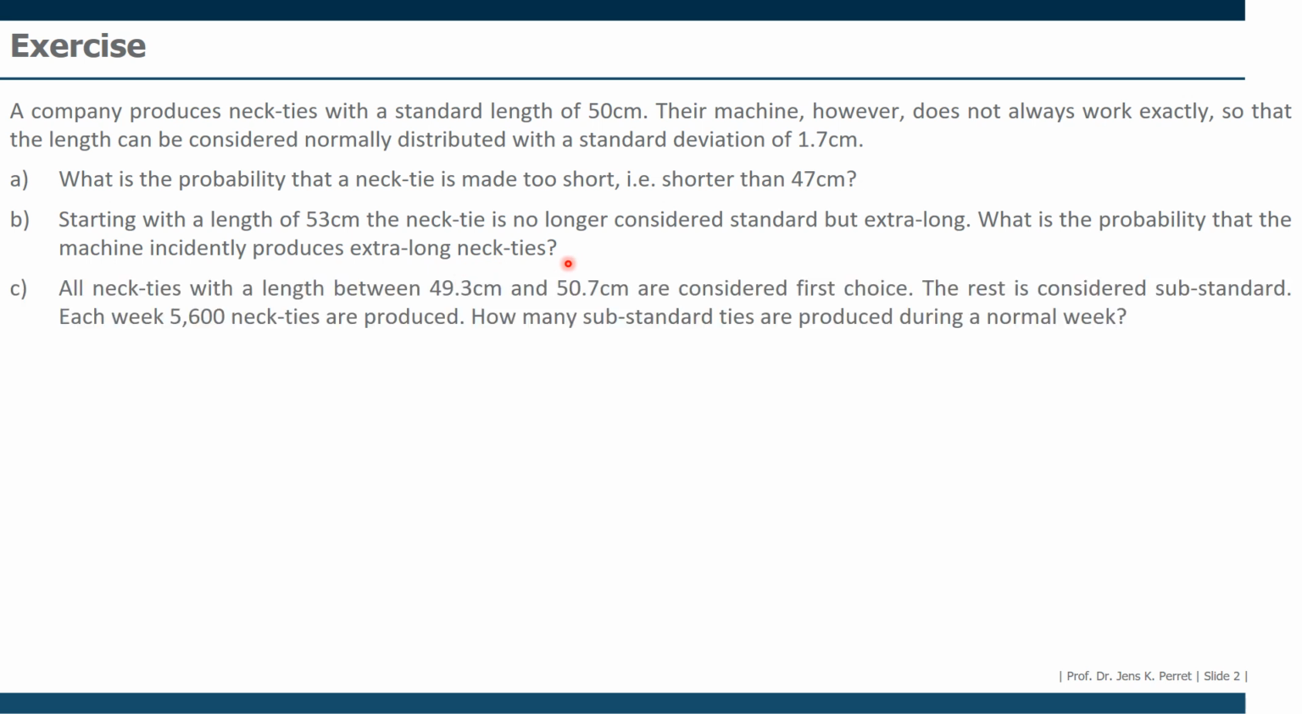And finally, all neckties with a length between 49.3 centimeters and 50.7 centimeters are considered first choice. The rest is considered substandard. Each week, 5,600 neckties are produced. How many substandard ties are produced during a normal week? Well, we already know it's about normal distribution. We have most of the important information standing here. So let's start with our first part.